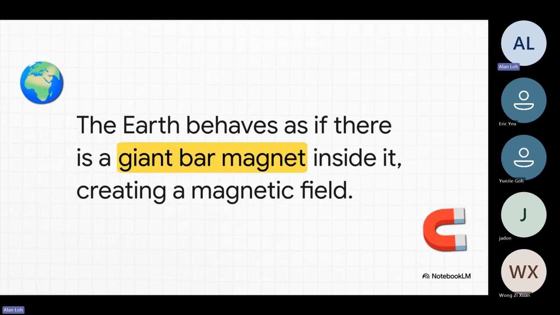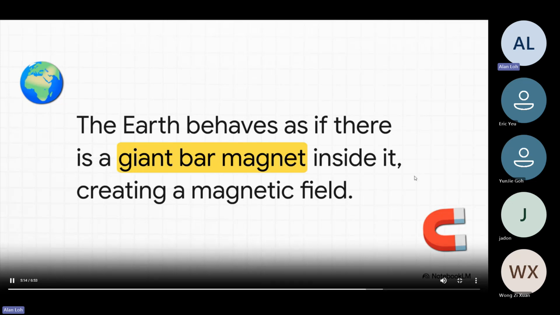Now, this doesn't just apply to small magnets. Our entire planet acts like a gigantic bar magnet. It generates this massive magnetic field that surrounds us, and that's all a compass is doing. It's just a tiny magnet that's free to spin around and align itself with the Earth's giant field.